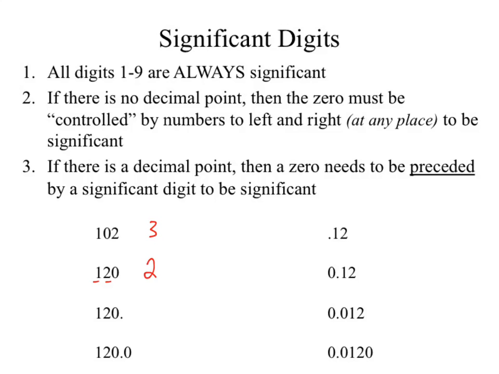So the 0 has to be controlled both to the left and the right. We look to the left, what do we have? Sig fig, so that's fine. We look to the right and we have nothing. Right? Which means the 0 does not count as a significant digit. We only have 1 and 2, which means we have 2 sig figs. Next one. 3. It jumps up with just the simple application of that decimal point.